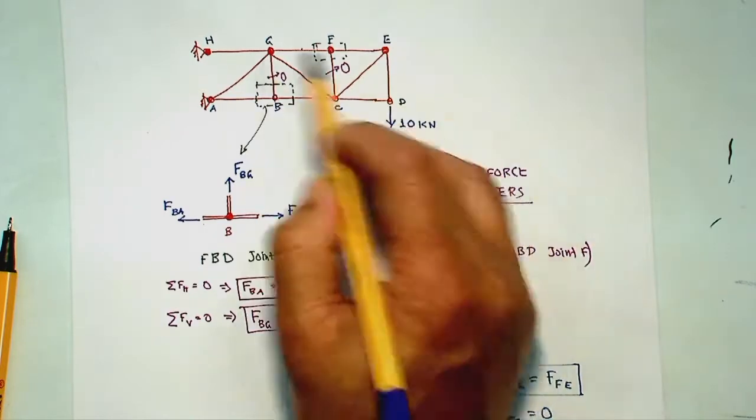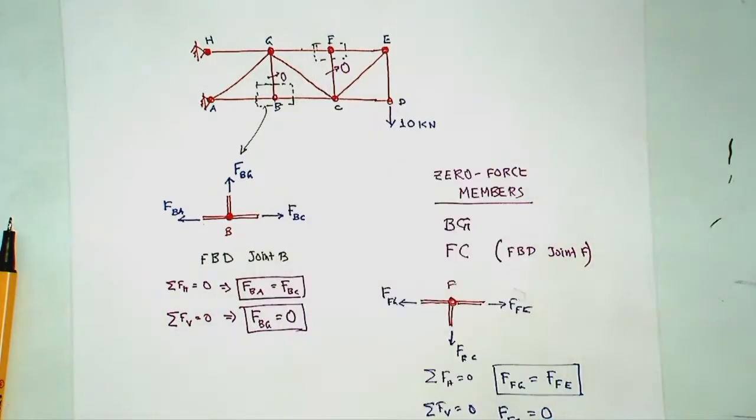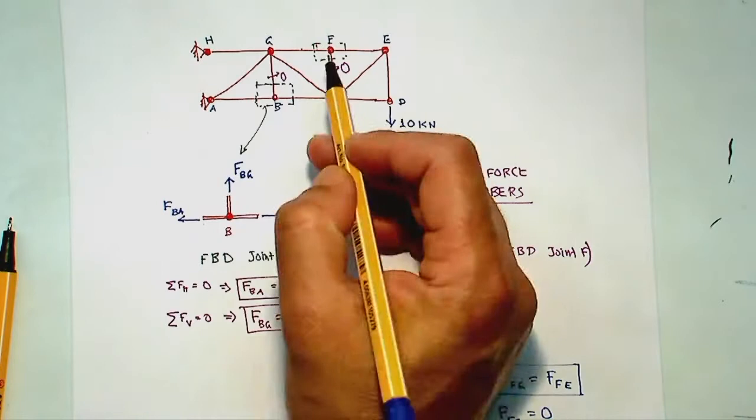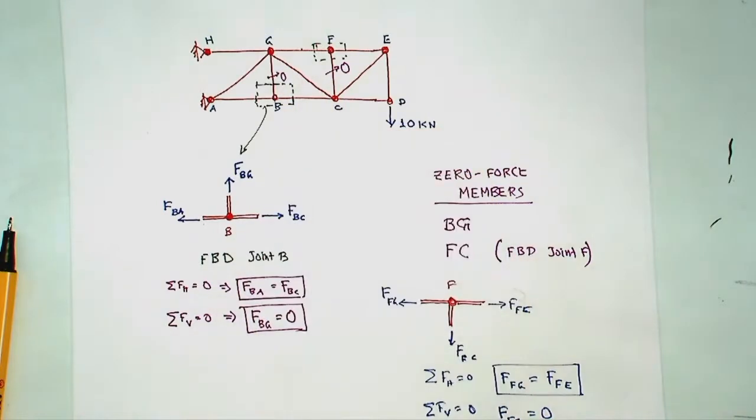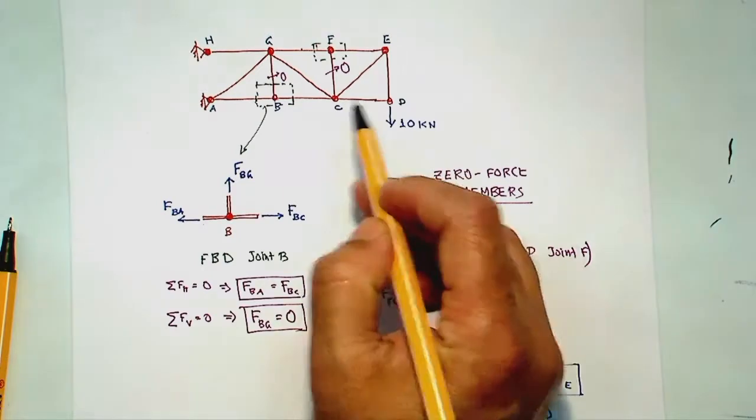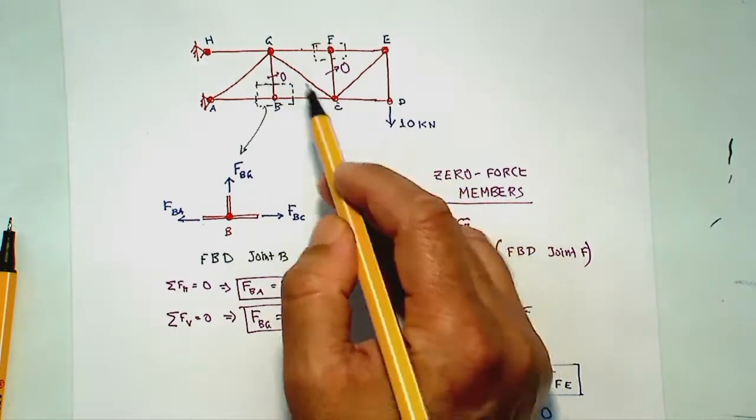He said that FG would be 0. But didn't I say that FC would be 0? FC is 0. Of course it is 0. But the gentleman over there, he said FG could be 0 as well. Diagonal can be 0. Which one? CG could be 0.